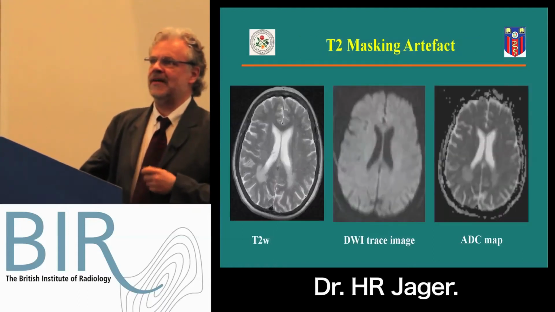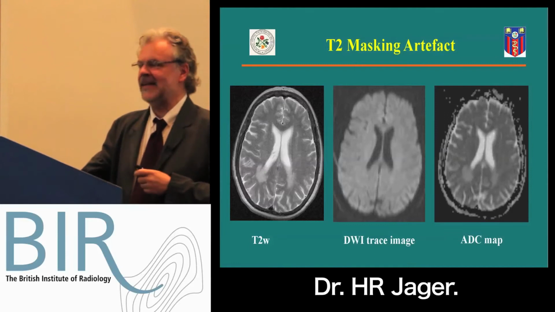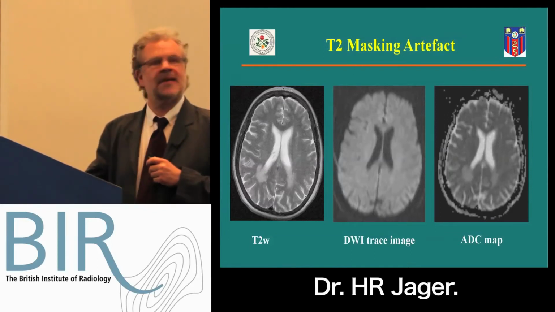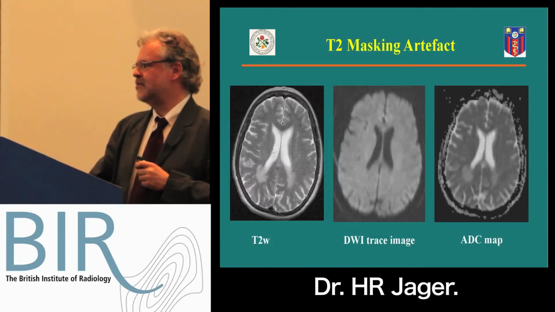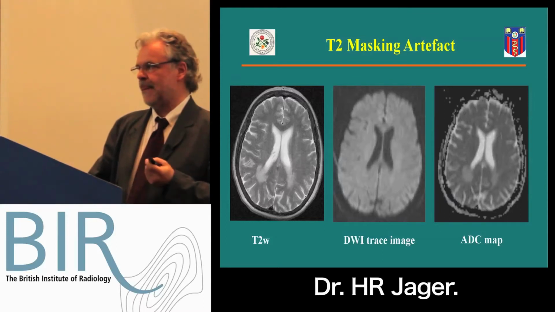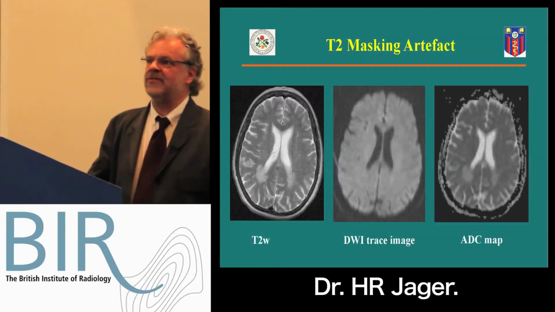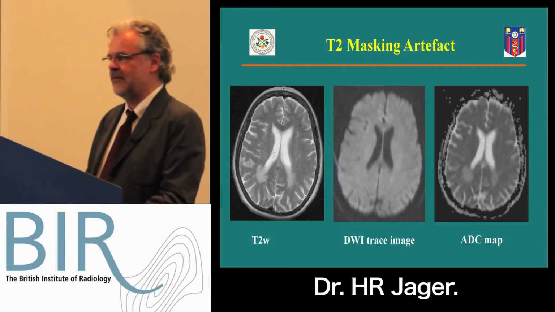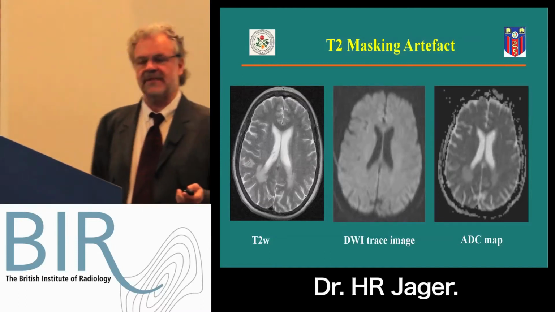Usually my registrars, and some of them are in the audience, if they see an image like that, they would say the diffusion weighted image is normal. Who agrees? You have to say, I can't say, because this is just a diffusion weighted image. If you look at this, this is a typical case of small vessel disease.